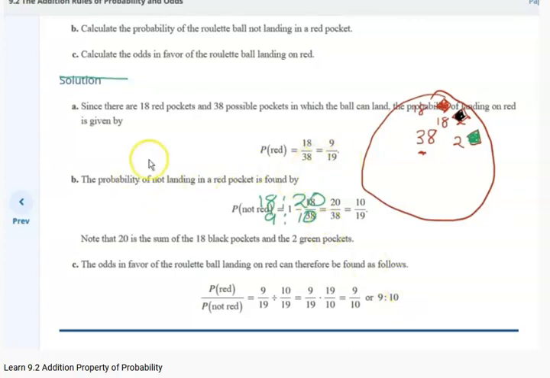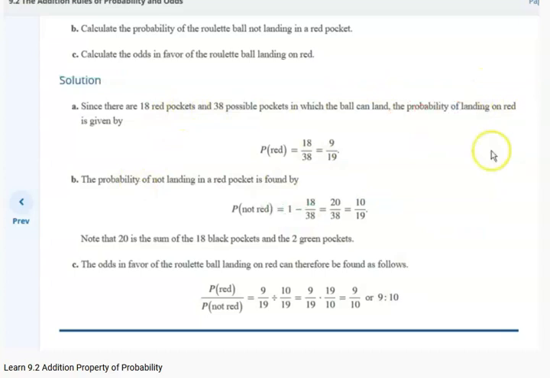Now, as we go on to other things, and I'll clear this up here, what's the probability of not landing in a red pocket? Well, again, if we subtract that from the other, it's going to be 10 to 9. That is the opposite of what we just had. And then the odds in favor of a roulette ball landing on red, and that's what they've done here.